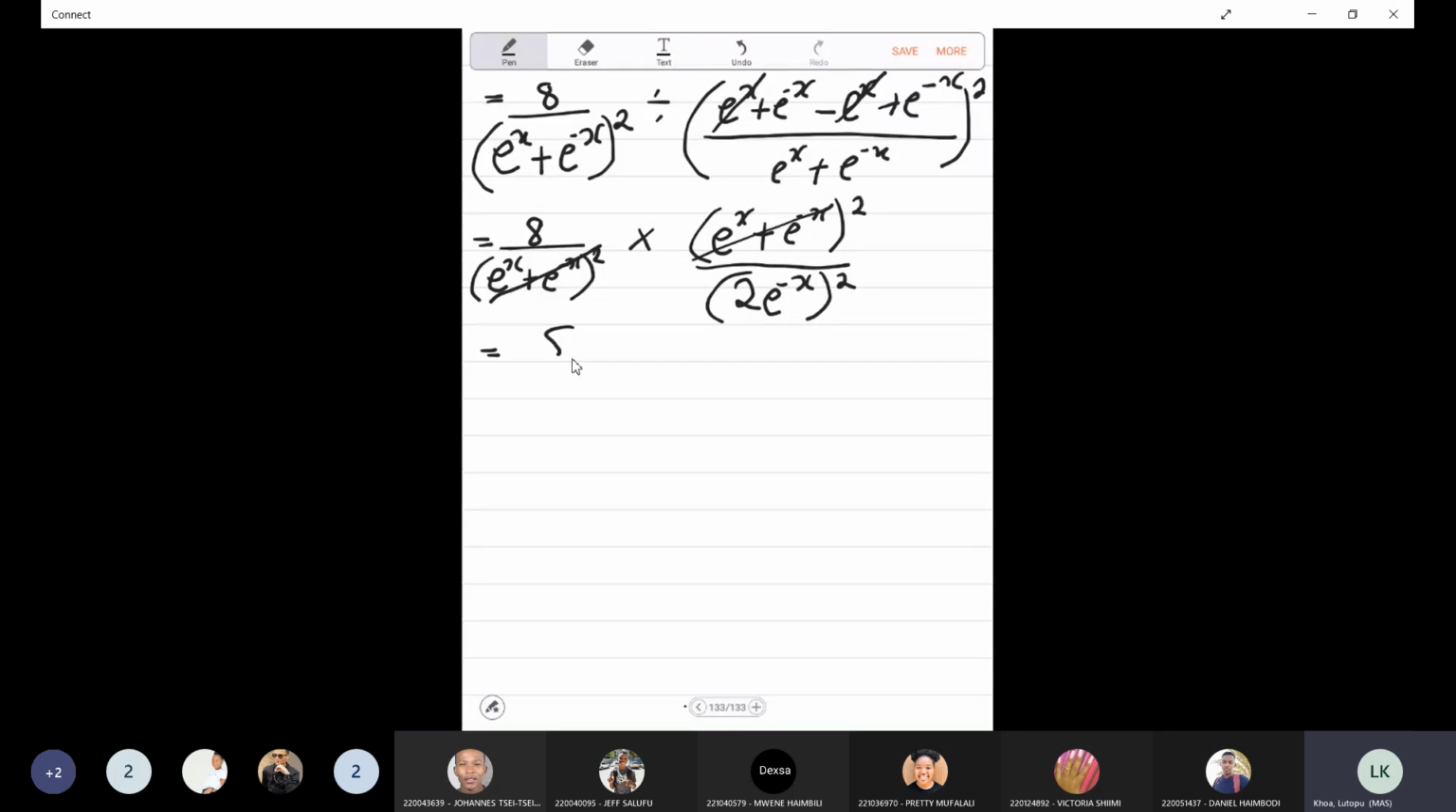And then I have 8 over here, 2 e to the power of minus x squared, that is 4 e to the power of minus 2x, which is equal to 2 over e to the power of minus 2x, and this is 2 e to the power of 2x, which I believe is the answer that we were told to give. Okay, so again, with the algebra, you need to be careful when you're doing it. So make sure you don't get it wrong because of basic algebra. And that was that one.